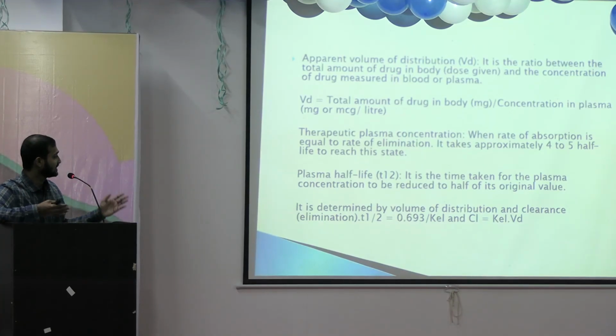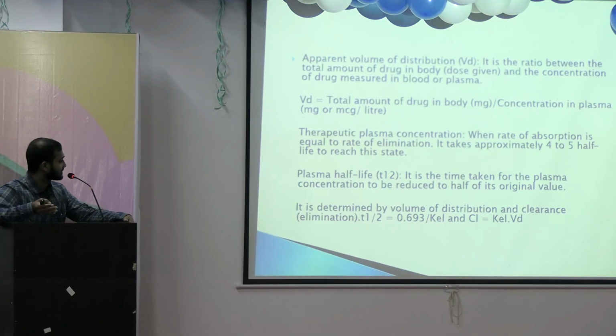So now comes plasma half-life. It is the time taken for the plasma concentration to reduce to half of its original value. It is determined by the volume of distribution and clearance. So how do you find T half? It is 0.693 divided by Kel, that is the elimination constant, and clearance means elimination constant times volume of distribution.